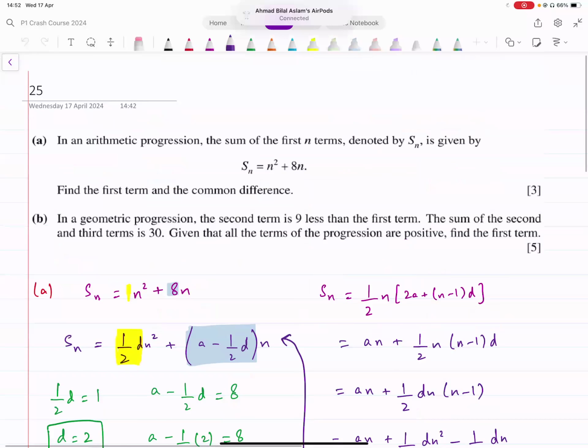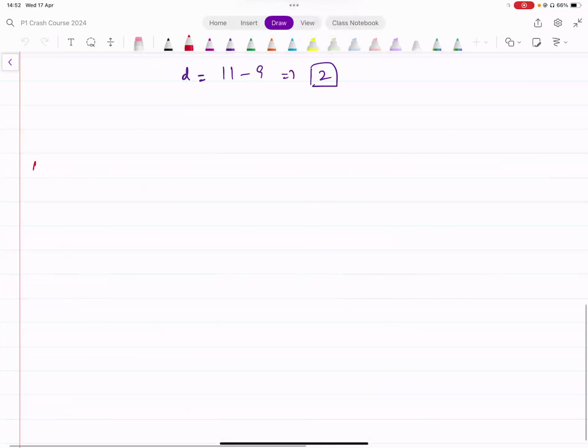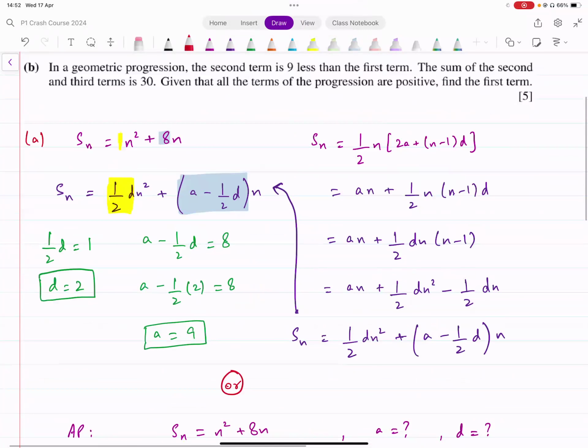That was part A. Let's look at part B. Part B says, in a GP, in a geometric progression now, the second term is 9 less than the first term. The sum of the second and third terms is 30. Given that all the terms of the progression are positive, find the first term.